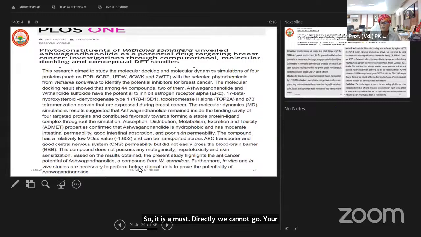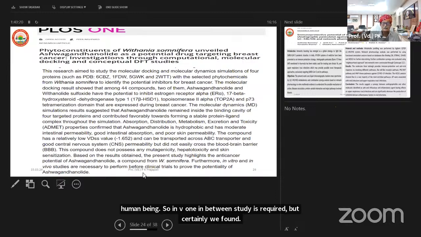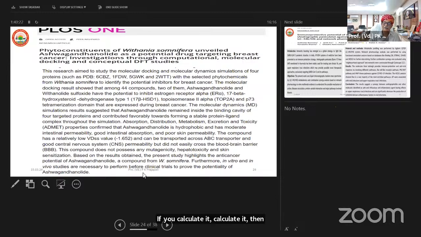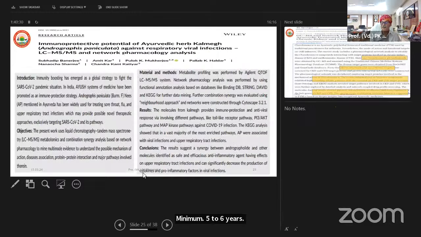So in vivo and in vitro studies are required, but certainly, if we calculate it, we minimally reduce that by 5 to 6 years. So for drug development, this type of study is required.